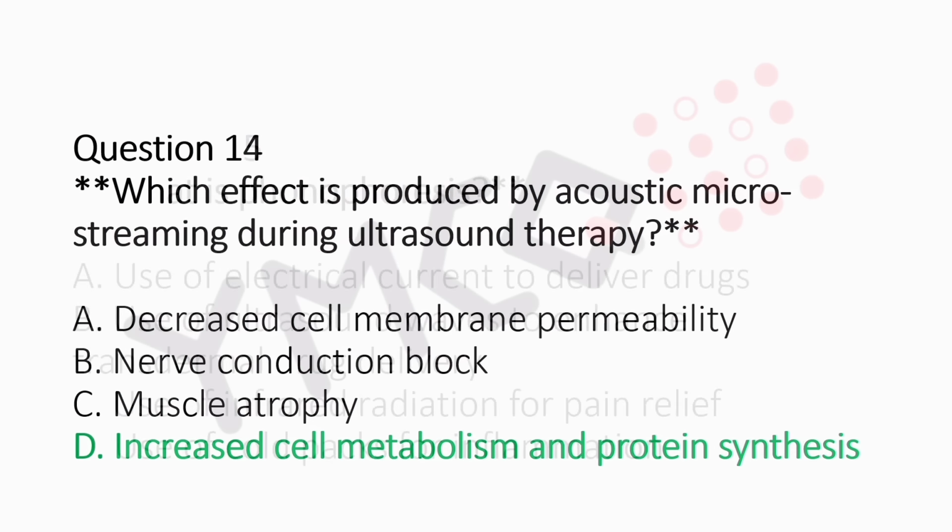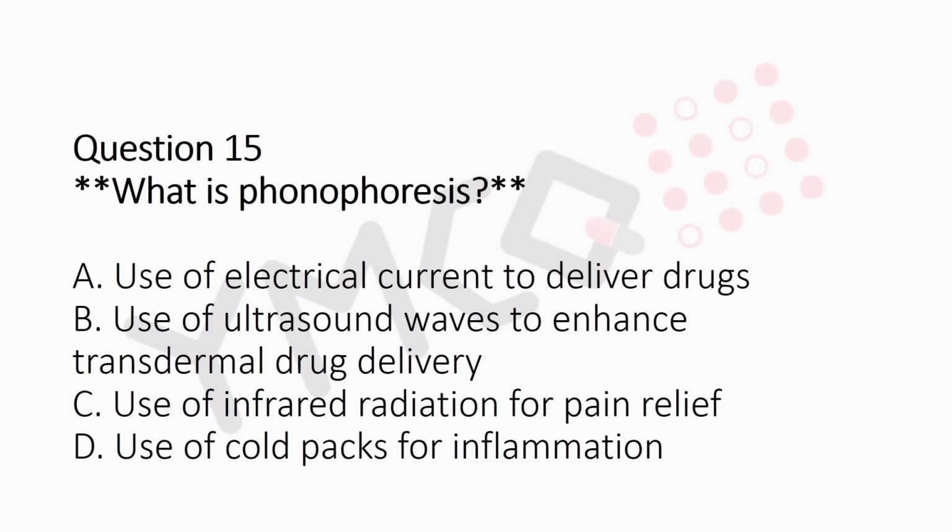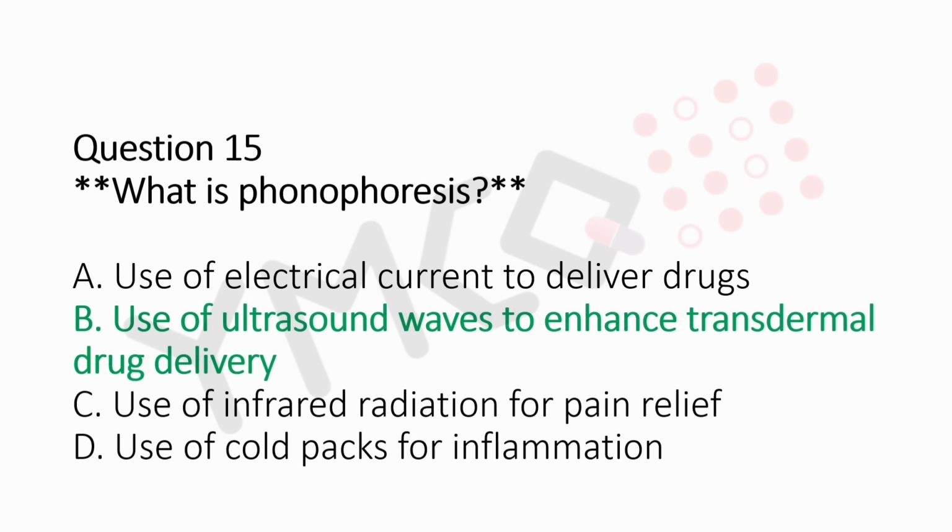Now let's move to question number 15. What is Iontophoresis? Option A, use of electrical current to deliver drugs. Option B, use of ultrasound waves to enhance the transdermal drug delivery. Option C, use of infrared radiation for pain relief. Option D, use of cold pack for inflammation. And the answer is option B, use of ultrasound waves to enhance transdermal drug delivery.